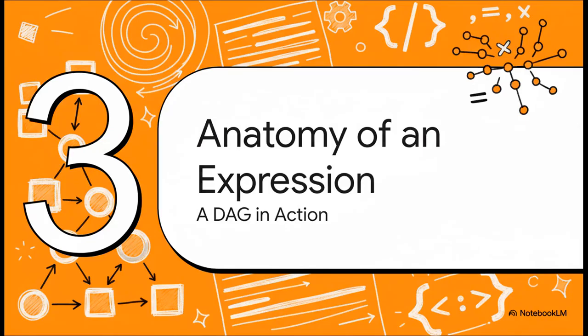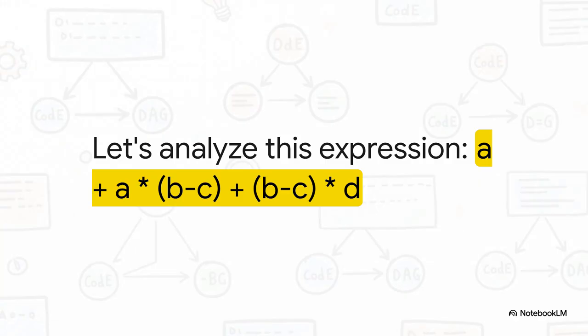Okay, theory is one thing, but let's actually see this baby in action. We're going to take a real piece of code and see exactly how a DAG handles it. All right, here's our sample expression. Right off the bat, you can see the repetition, can't you? The variable a shows up twice, and that whole b minus c part is also there twice. A syntax tree would just go crazy repeating itself here.